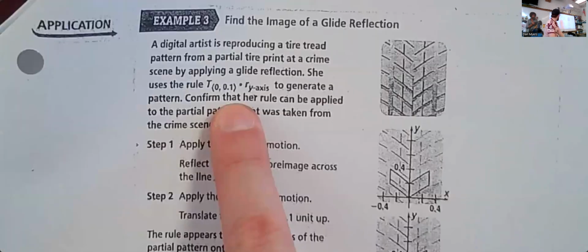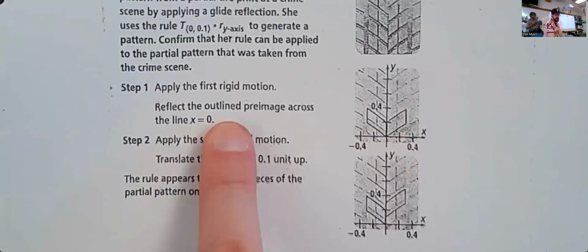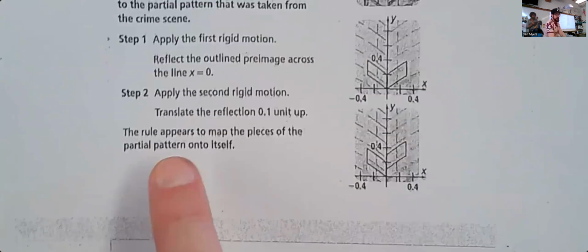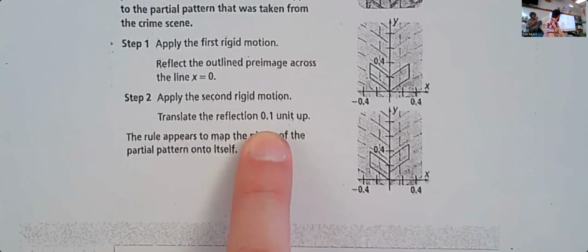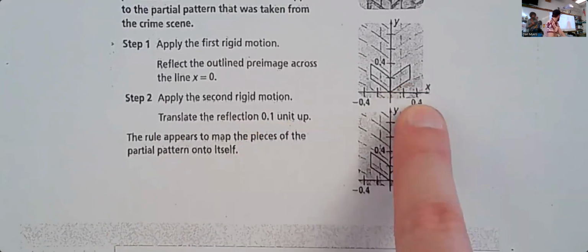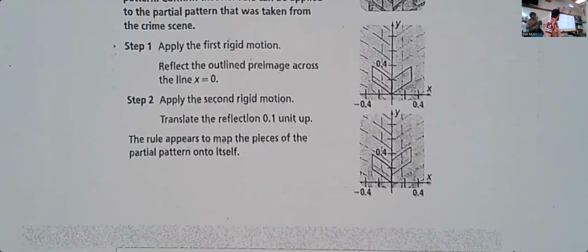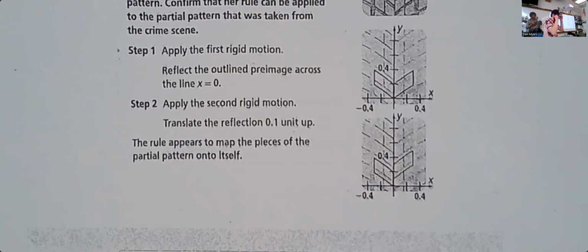Because remember, when we're talking about composition, we do the second thing first. So the reflection happens first. So reflecting the outline pre-image across the line x equals 0, which is the y-axis. And then apply the second rigid motion, which is a translation of that reflection up 0.1. So taking this and then moving it up 0.1 right here. And it ends up matching exactly the tire tread that was taken from the crime scene. So the rule appears to map the pieces of the partial patterns onto itself. So that would be an actual use of a glide reflection in real life, or a potential use of that.